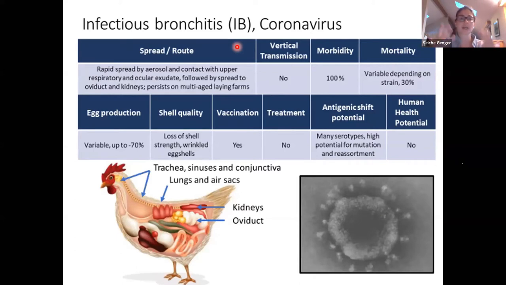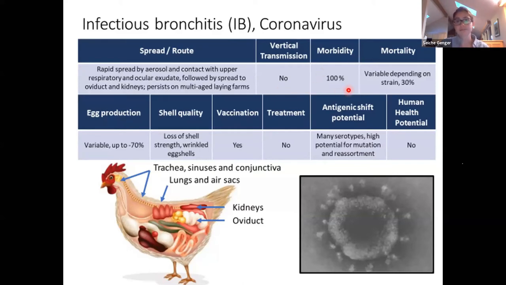And so after it comes in via the upper respiratory system, it's going to spread to our oviduct and kidneys, and it really has some problems with persistence on multi-age laying farms, which we'll talk about. This virus is not vertically transmitted, which means it is not going to come in from your parent birds to your commercial birds, and it's not going to go from your grandparent birds to your parent stock. So they only get it from each other, not from their parents through the egg.